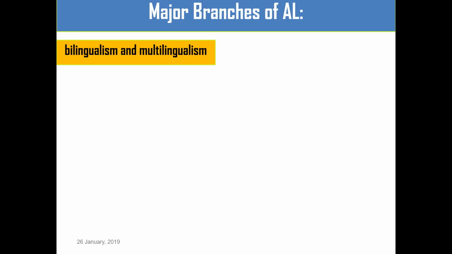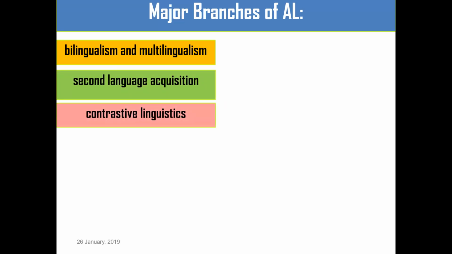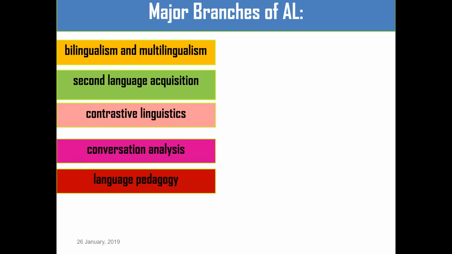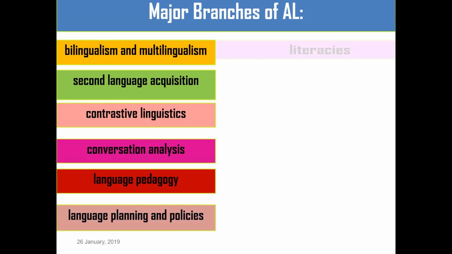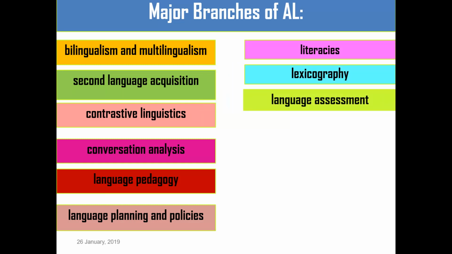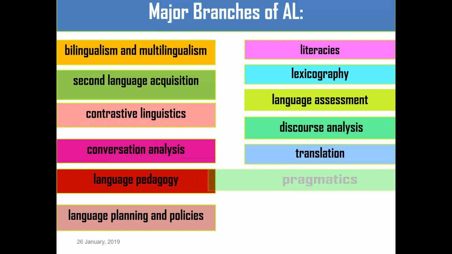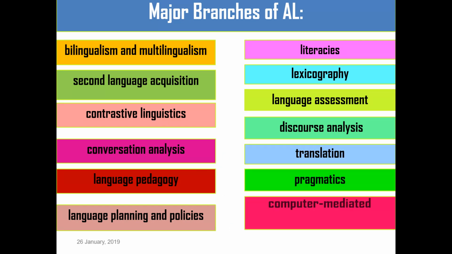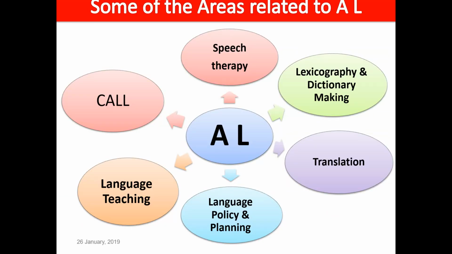Moving further, the branches of applied linguistics can be linked with bilingualism and multilingualism, second language acquisition, contrastive analysis, conversation analysis, language pedagogy, language planning and policies, literacies, lexicography, language assessment, discourse analysis, translation, pragmatics, and finally computer-mediated communication. So there are plenty of disciplines with which applied linguistics is connected. We also have areas related to applied linguistics like lexicography, translation, language policy, language teaching, CALL, and speech therapy, which are in particular discussion these days.